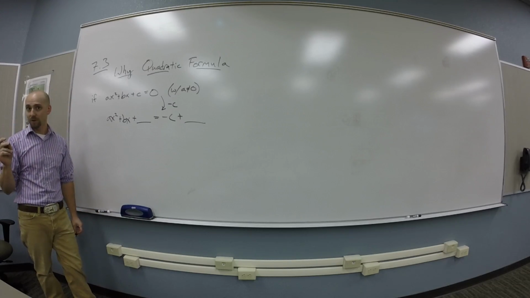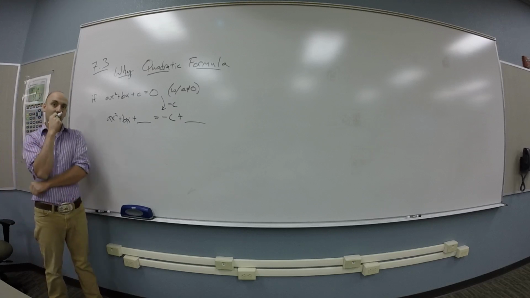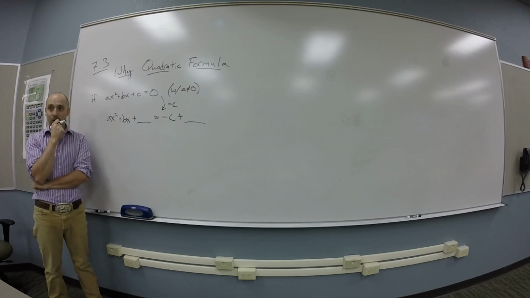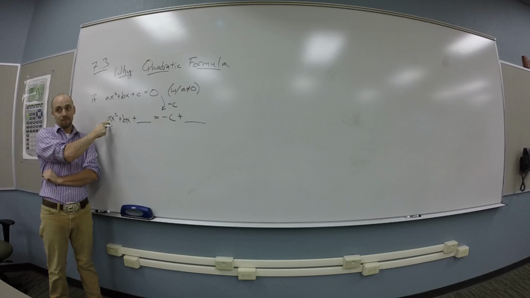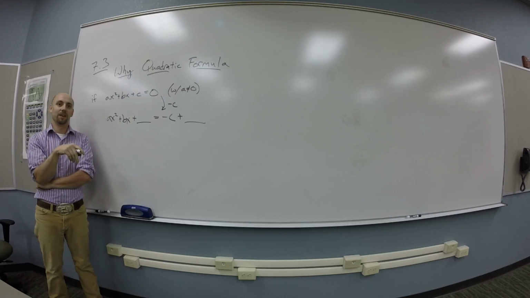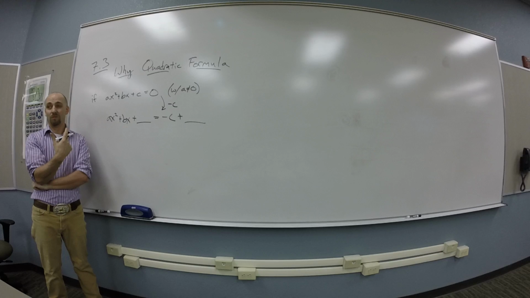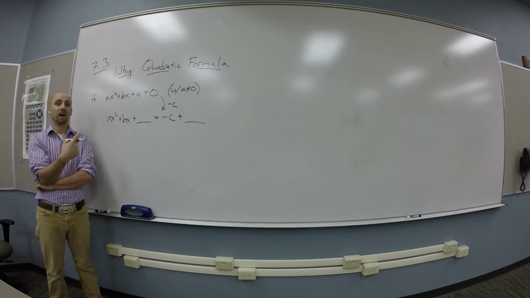What's the other problem? You guys see it? Why aren't I ready to divide b by 2? Why wasn't I really ready to draw blanks in here yet? Because a is not 1. I have to divide through by the leading coefficient, right? I have to make a 1 to be able to complete the square. So I've got to divide through by a here.